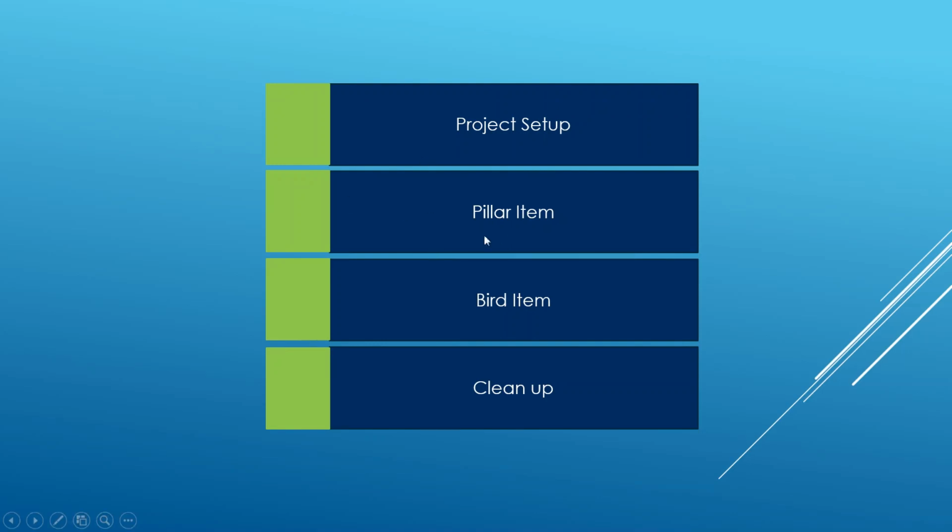After that, we're going to build our pillar item. We're going to get it in place. We're going to build the bird item, and after that, we're going to do some cleanup to have our project work really well. Okay, now we want to go to Qt Creator and do our project setup here.